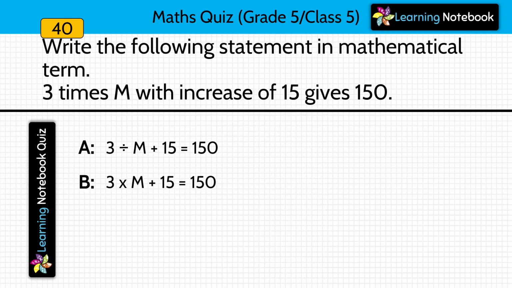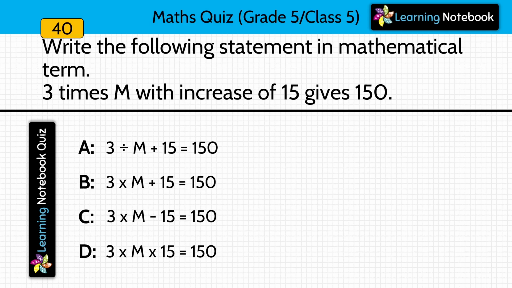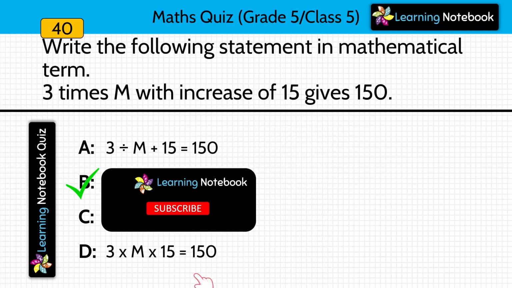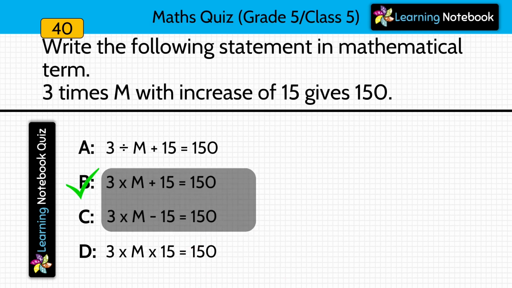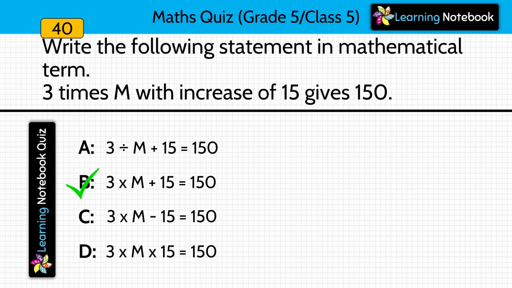Write the following statement in mathematical terms. 3 times m with an increase of 15 gives 150. Answer is option B. 3 into m, because 3 times m means 3 multiplied by m. With an increase of 15 means plus 15, and gives 150 means equals 150. So this is our answer.